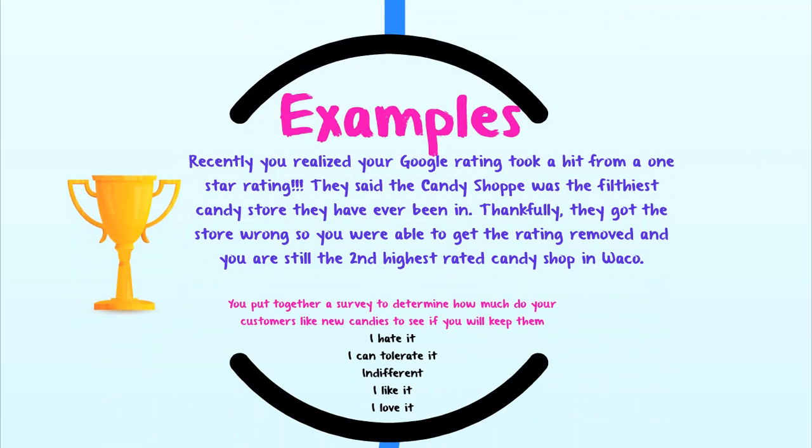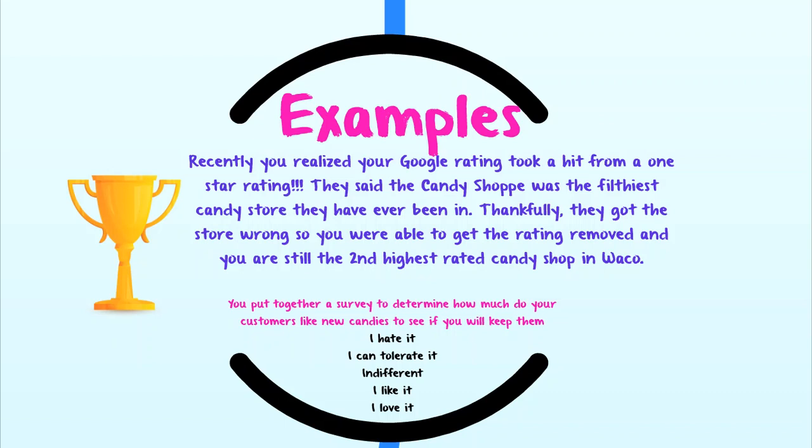For example, you recently realized that your Google rating for the Sweet Life candy shop took a huge hit from a 1-star rating. They said that the candy shop was the filthiest candy store they have ever been to, placing them far below any other candy store in the Waco area. Thankfully, they got the wrong store, so you were able to get the rating removed. They went to a different shop down the street, and that candy shop is disgusting. You were able to get that rating removed, and you're still the second highest rated candy shop in Waco.